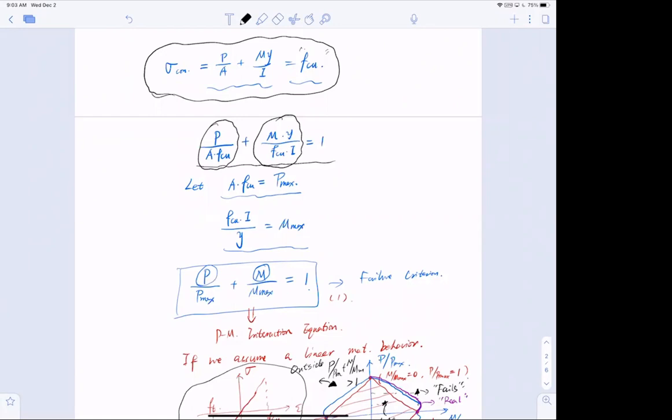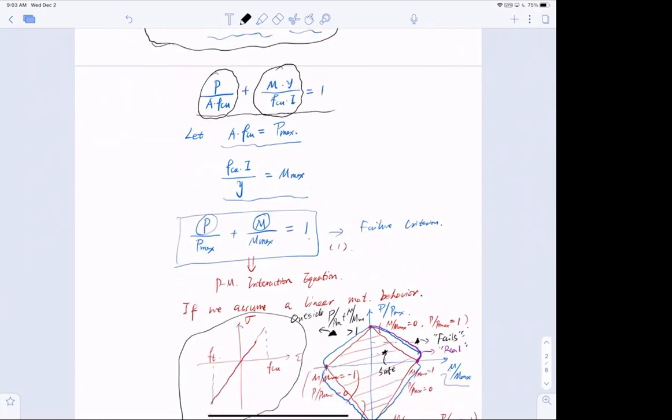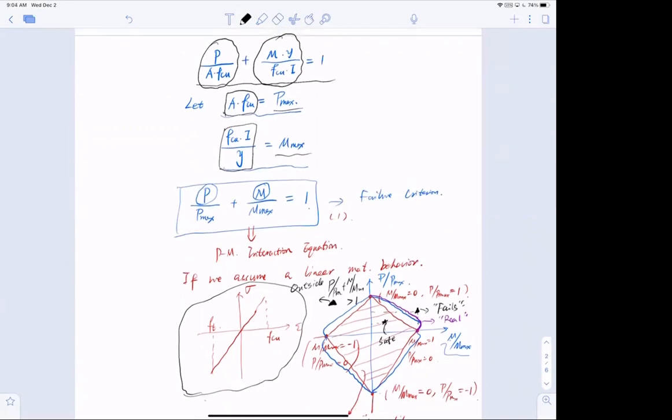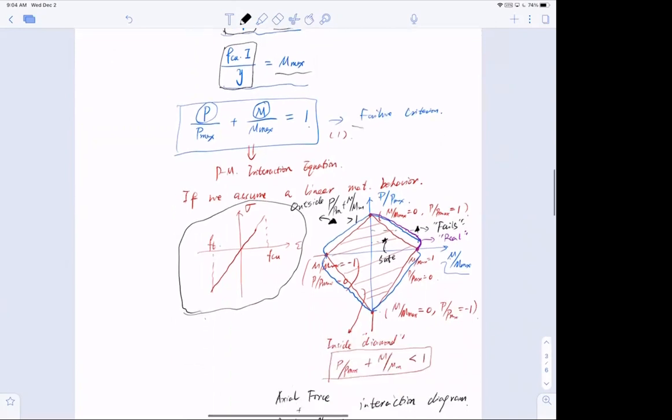In this case, we can define P_max, which is the area multiplied by f_cu, the critical stress of the concrete, and let it be the maximum axial force the column can take. We can also define f_cu multiplied by I divided by y as M_max, the maximum moment that the concrete can take. In this case, we can convert our equation to simply P over P_max plus M over M_max equal to 1. And this is the so-called failure criterion equation.